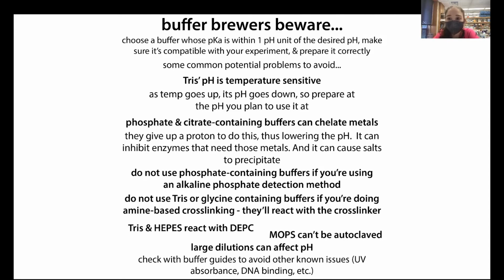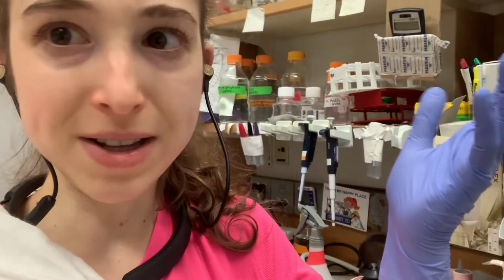And so you want to make sure that you're preparing it at the temperature that you're planning to use it. Also note that large dilutions can affect the pH for Tris and some other buffers, not all buffers. So you don't want to make really large dilutions, or if you do, you want to make sure that the pH is still okay. One of the most useful things I could tell you is to make stock solutions.